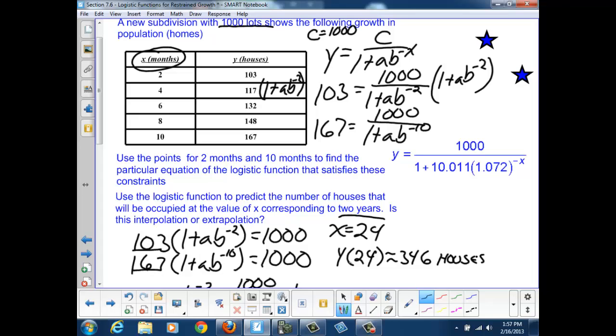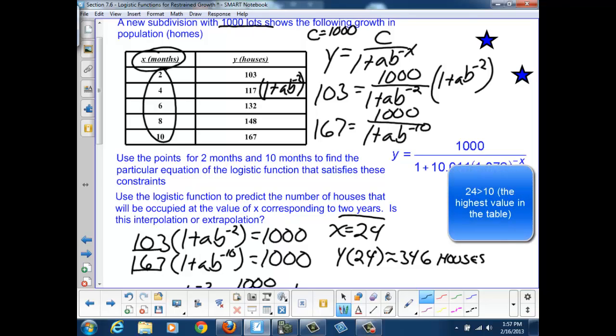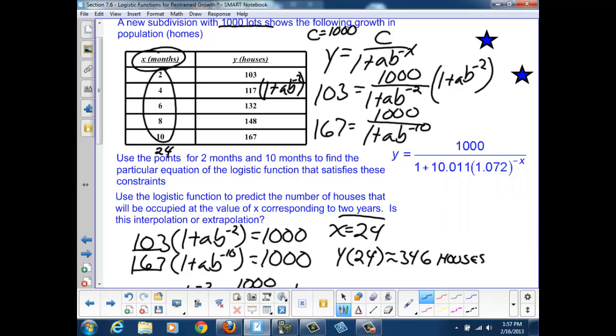Now the final question: is this interpolation or extrapolation? Well, since our x value of 24 extends beyond the values given to us in the table, which only go up to 10 months, our value lies outside of our data set, so it must be extrapolation.